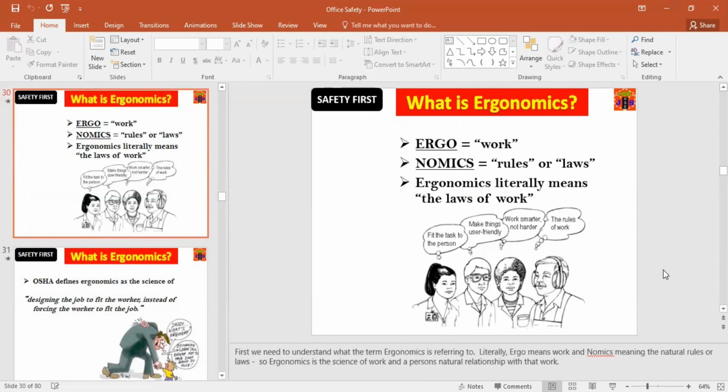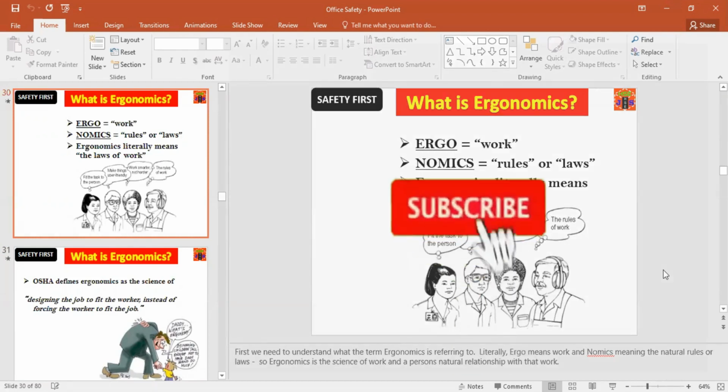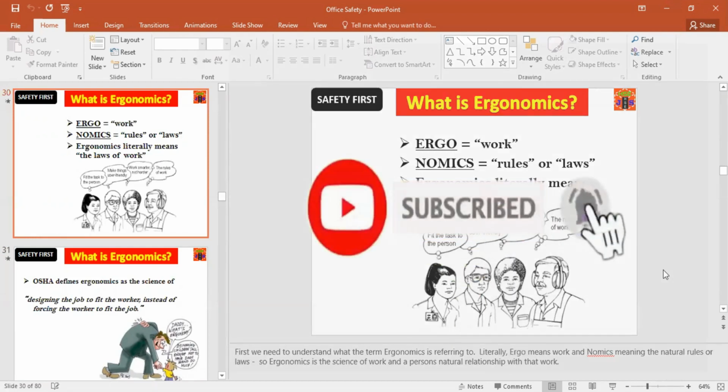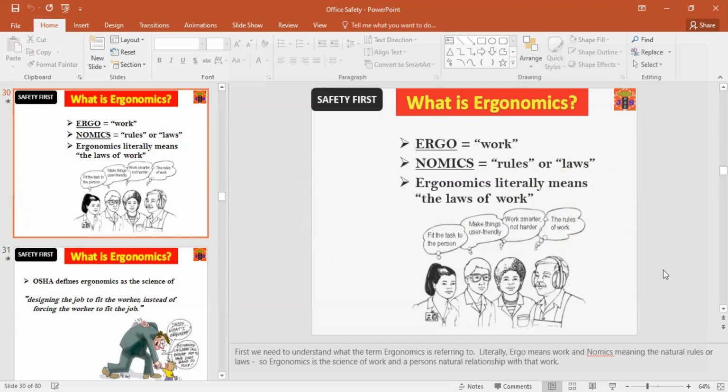Let us look at what is office ergonomics. Ergo means work. Nomics means rules or laws or ways. If we combine the words, ergonomics literally means the laws of work. In a simpler way, ergonomics means fit the task to the person, make things user friendly, work smarter, not harder.